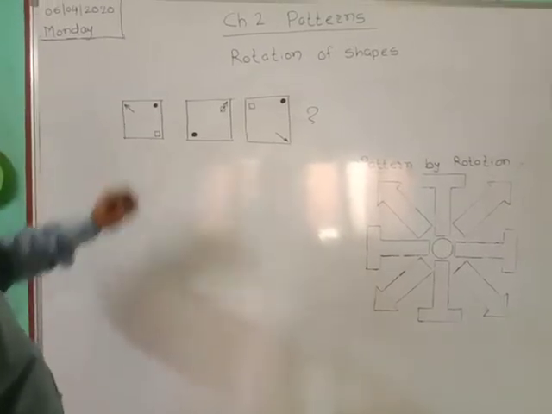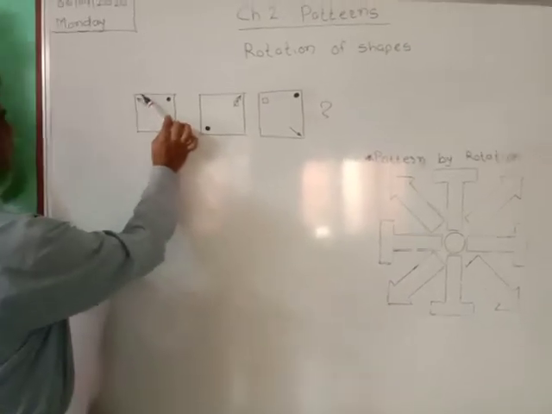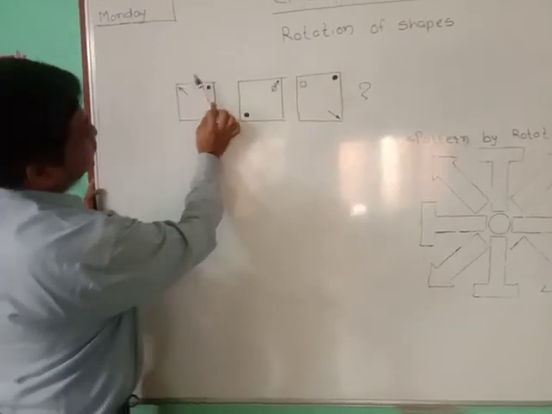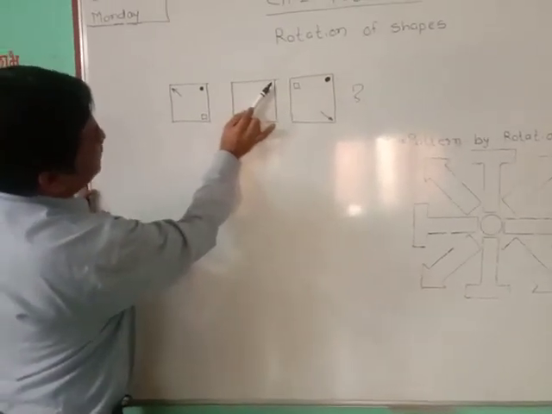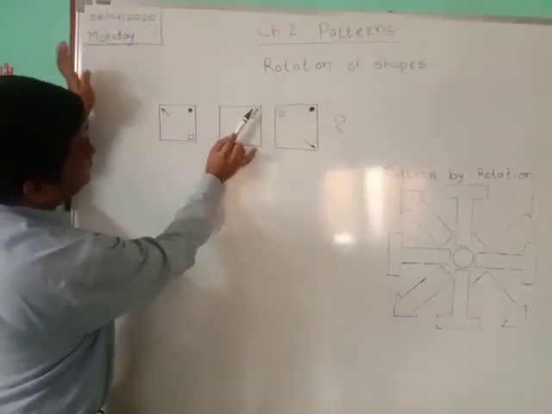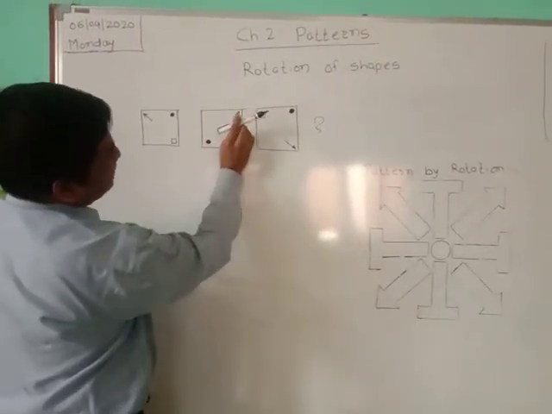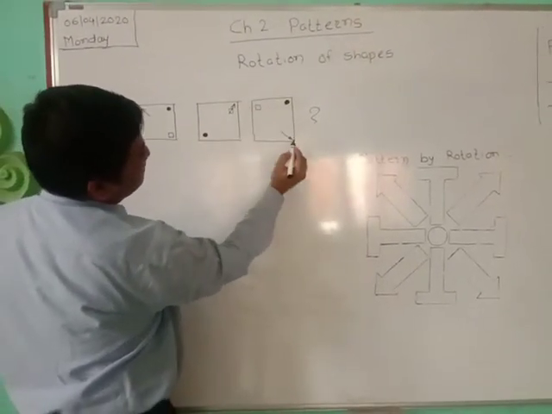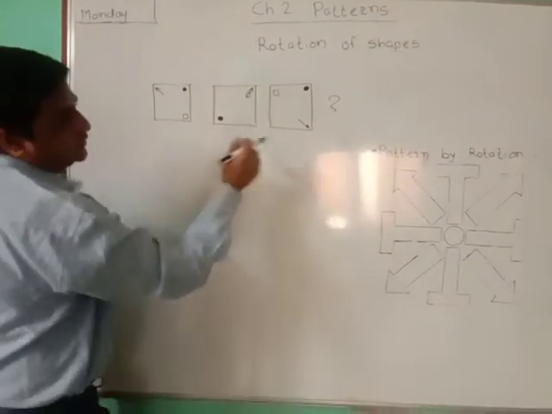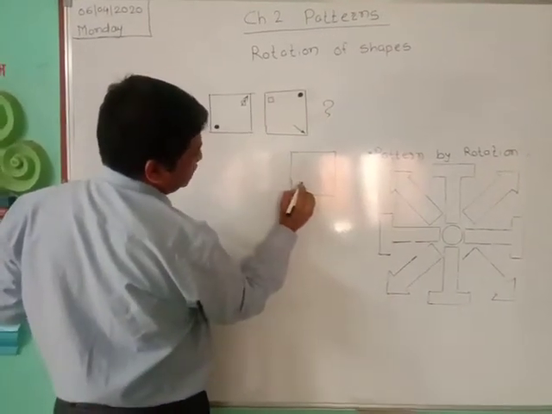Now, you can see that this arrow is pointing to the top left corner, and after it's rotated through 90 degrees, it's pointing to the top right corner. Then again it's rotated through 90 degrees and it's pointing to the bottom right corner. What will be the next one? Definitely in the next figure your arrow will be pointing towards the bottom left corner.